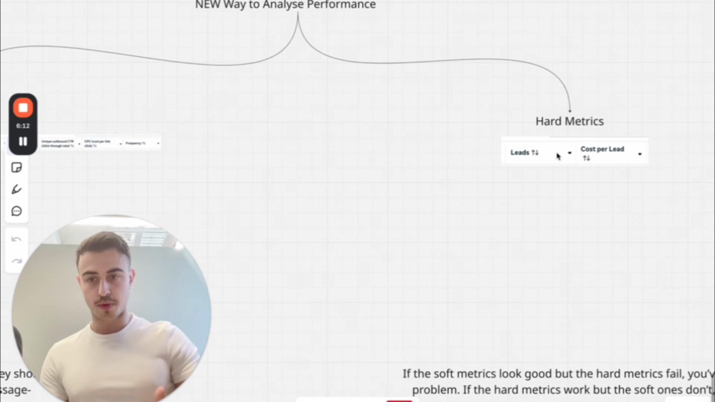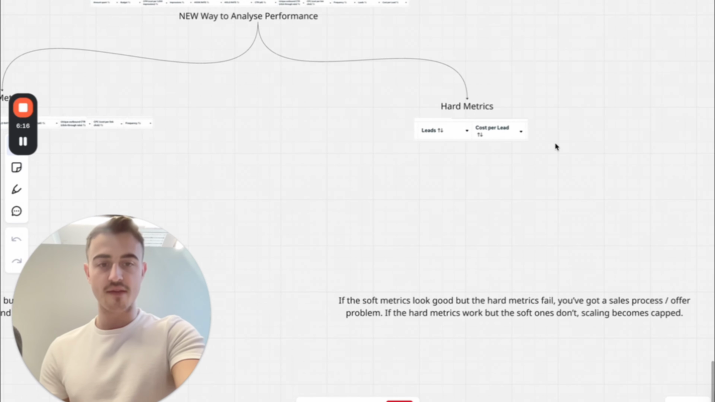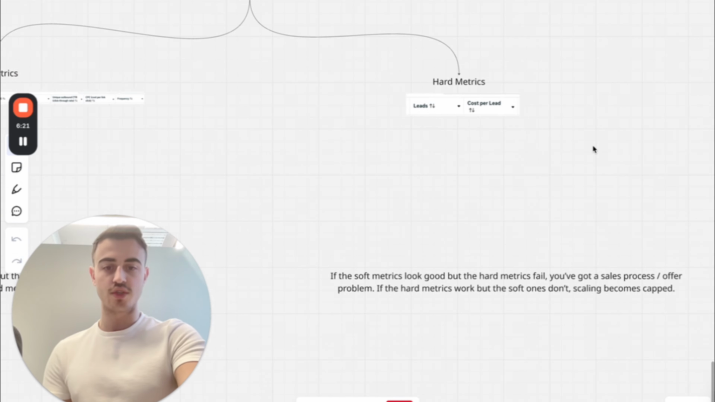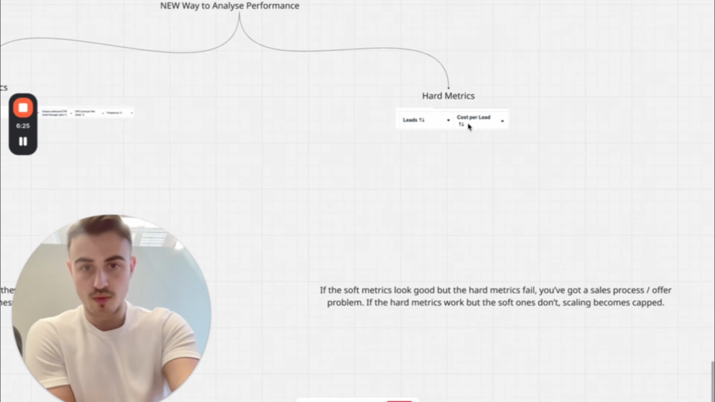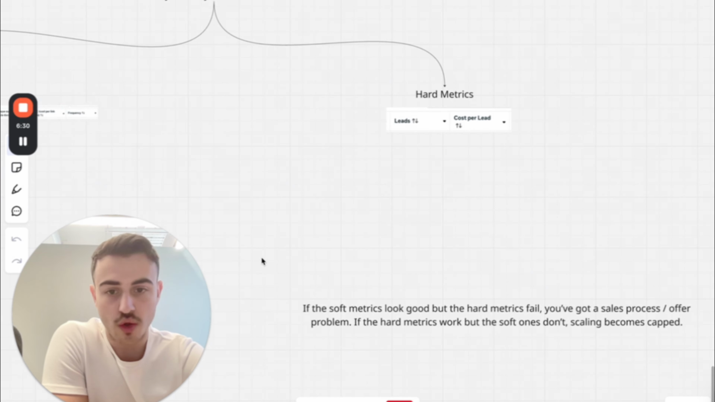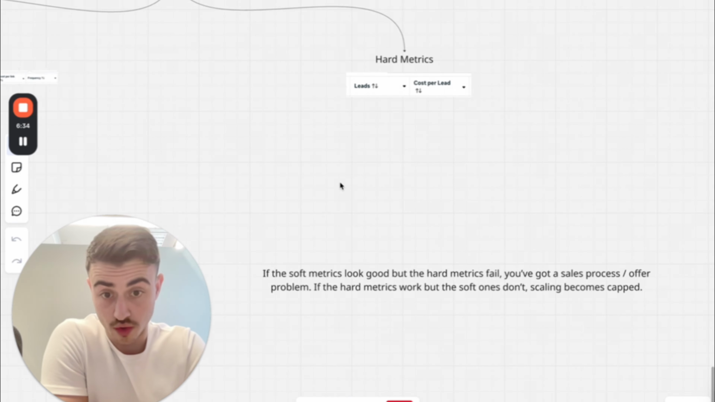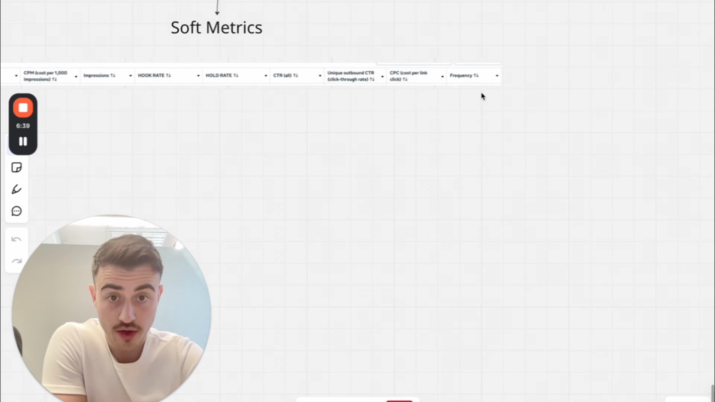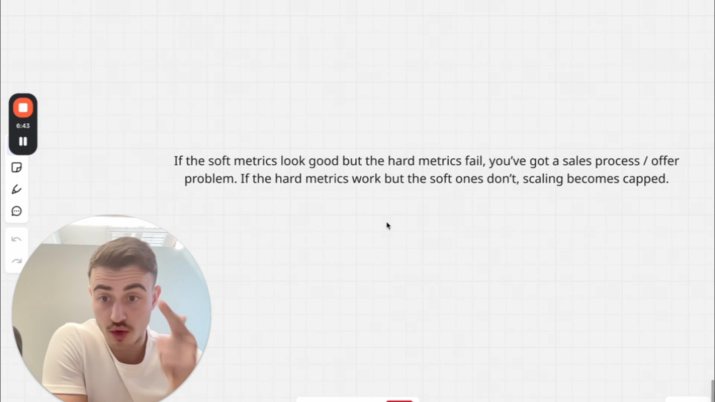So these are leads, cost per lead, CPA. I didn't really add them in because the boxes here were too long, but you'd have in here CPA, which is cost per acquisition, purchases, purchase conversion value. This is where everyone will tend to look, just the hard metrics, so your leads, cost per lead, which is good, but you don't want to neglect these soft metrics because that's more about the ads. But if the soft metrics look good, if your hook rate is 25%, your hold rate's 8%, you're getting the clicks, your frequency is low, and you're not getting enough leads or cost per lead, you have a sales problem or an offer problem.